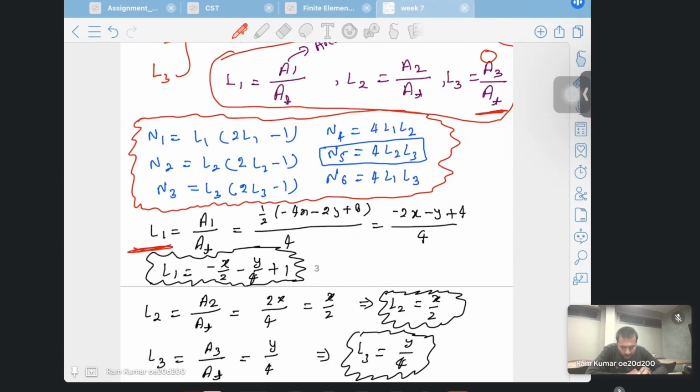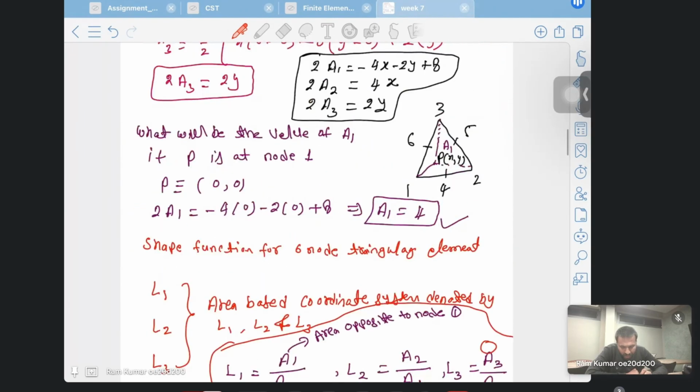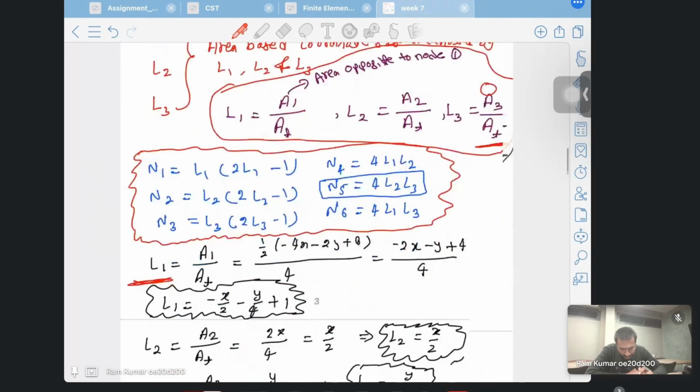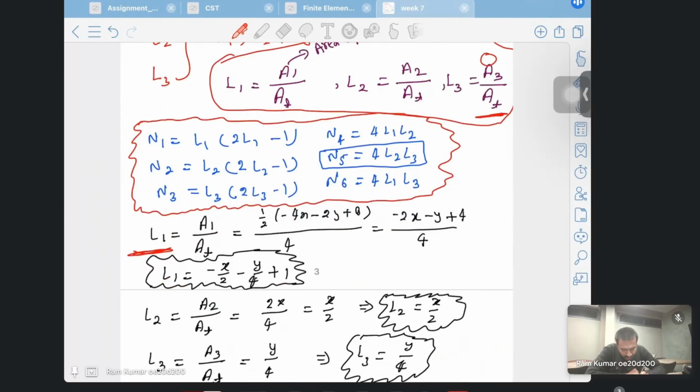So now I'm going to put in the values. What is our A1? This is our A1, A2, A3. I kept here A1 equal to 1 by 2 times minus 4x minus 2y plus 8, and 4 is our total area. So after putting all these values, we will get L1 equal to this much.